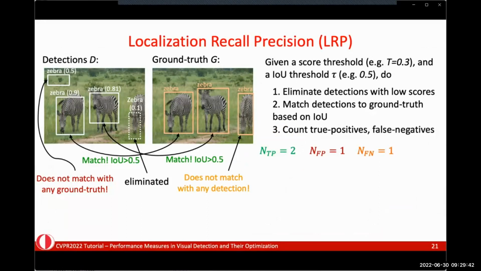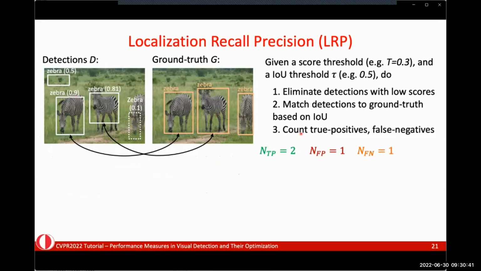Let us walk over how LRP is computed by revisiting the same object detection example that we used for explaining average precision. As in the case of AP, we need 2 thresholds, one for the confidence score and the other for the intersection over union. Let's pick the same threshold values as we did before, 0.3 and 0.5. Given the 0.3 score threshold, detections with lower scores should be eliminated first. This is the first step of the computation. Then we match detections to ground truth boxes based on their pairwise intersection over union values. And as a result, we have 2 true positives, 1 false positive, and 1 false negative. And this one was already eliminated. So these are our numbers.